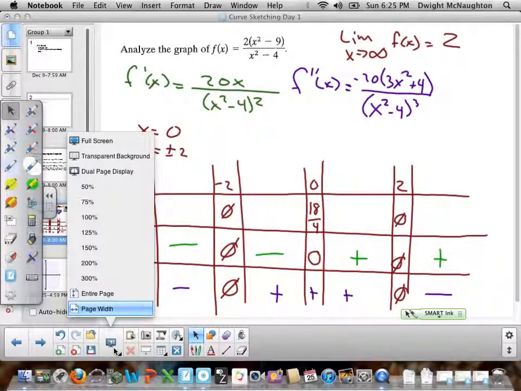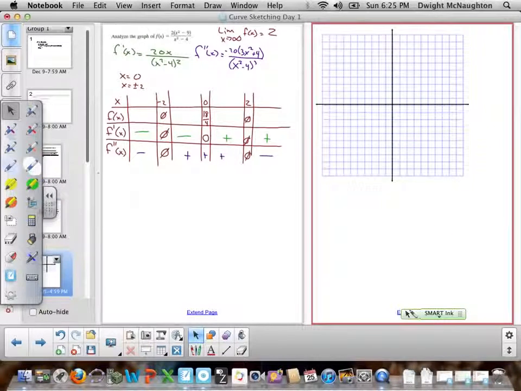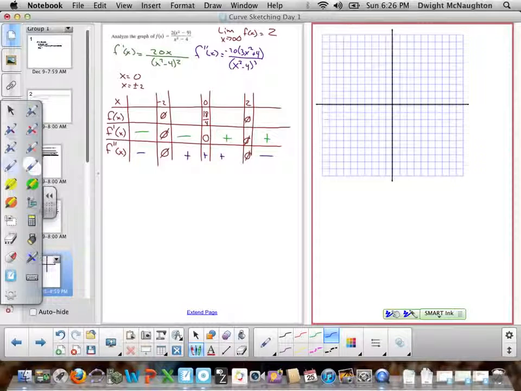I'm going to do a split screen so we can kind of look at this. So we built our sign chart. We found our asymptotes. We found our intercepts. We built our sign chart. All right, I'm going to start by plotting the critical numbers. All right, for the asymptotes, we need to plot those at -2 and 2.